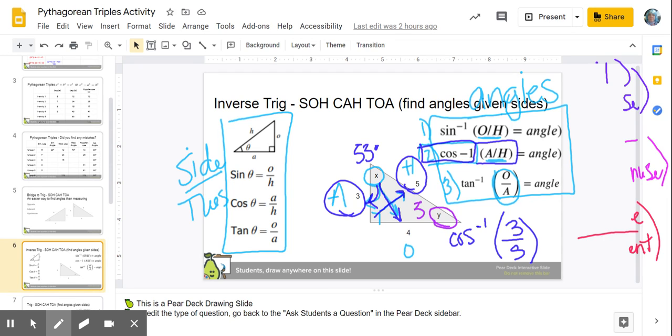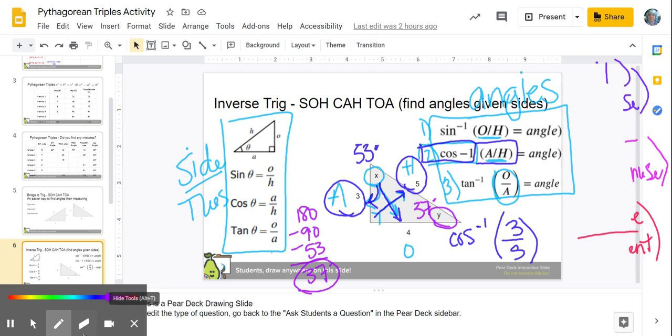Thomas, how'd you get 37? Take 180 and subtract it by 53. 180 minus 90 minus 53 gives me 37. Perfect. So I only need two sides to find one angle. And once I have that other angle, I can find the third angle, right? And it doesn't matter which trig function we use. We're going to find that out in a minute.